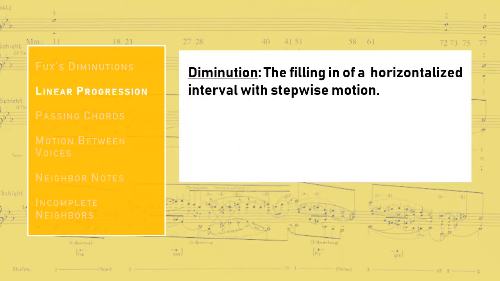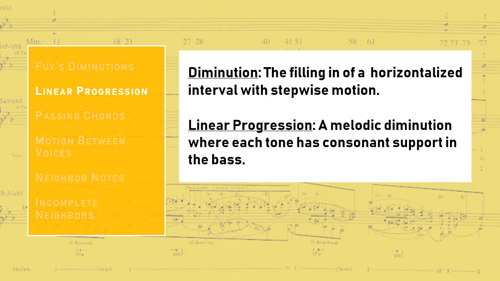One of the most important pieces of vocabulary in Schenkerian analysis is the linear progression. Oftentimes, analysts will use the term linear progression to mean exactly the same thing that Fuchs calls a diminution, so don't be surprised if these terms are used interchangeably. A linear progression in the more limited sense is a melodic diminution where each tone has consonant support in the bass. Diminutions tend to occur at the foreground of an analysis, while linear progressions are more likely to be seen at some stage of the middle ground.